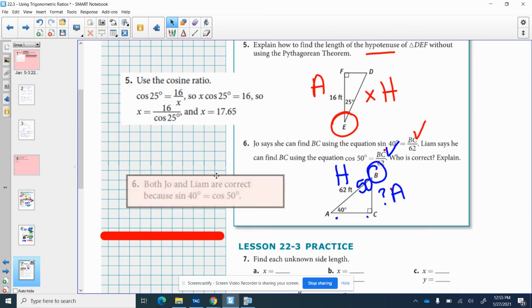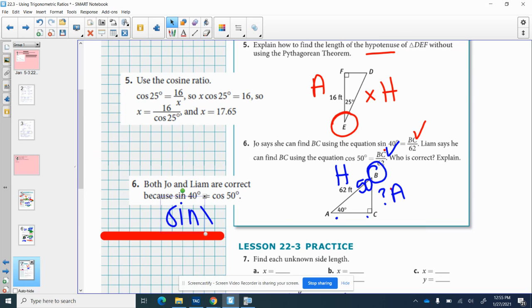And that goes back to that idea of what we talked about on the last lesson, that the sine of an angle is equal to the cosine of its complement, right? We talked a lot about the sine of x equals the cosine of 90 minus x, the complement. So that's why they both were actually correct in how they could solve for our missing side.